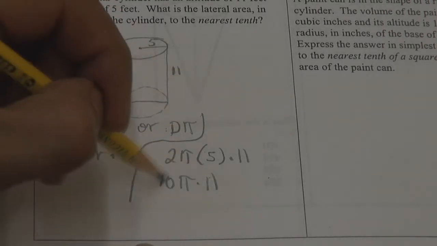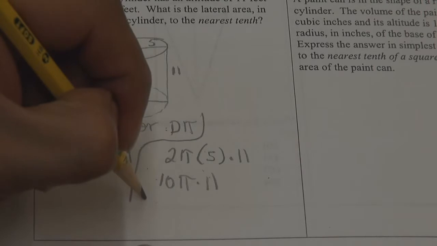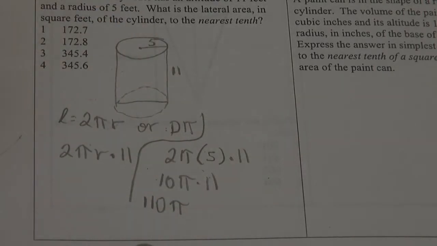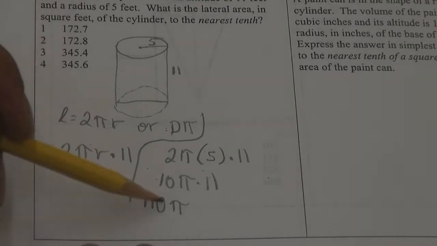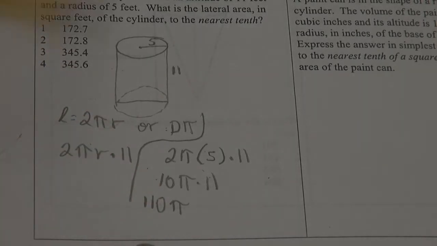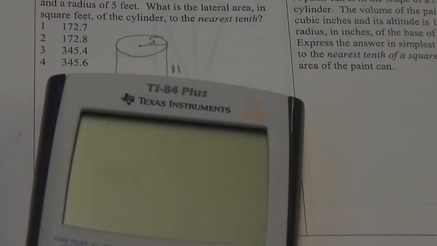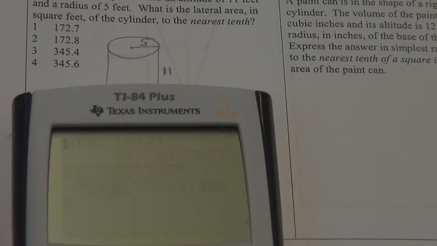All right. 10 times 11 is 110, sorry. So this is 110 pi. But guess what? Look at the choices. None of the choices are in terms of pi. So basically, you have to turn pi into 3.14. Okay, so then let's multiply 110 times pi. Boom. Okay. We got that. So let's see. 110 times pi. Where is pi? I cannot find pi. I found pi.